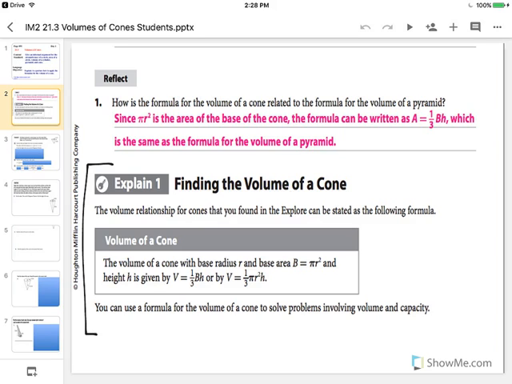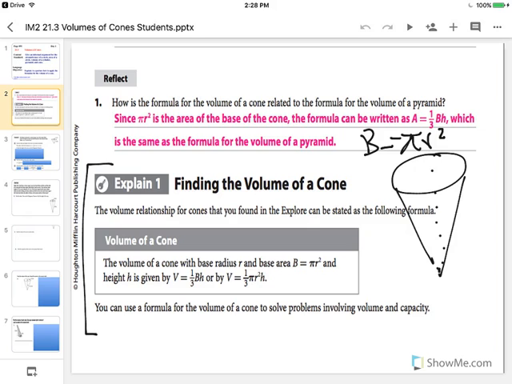So here is the shape of a cone. The base is a circle, so the area of a circle is πr². That's the area of the base. And the height of a cone is always from the vertex to the base, forming a right angle. So this is your height. We will use this for the formula: the volume of a cone is 1/3 πr² times the height.